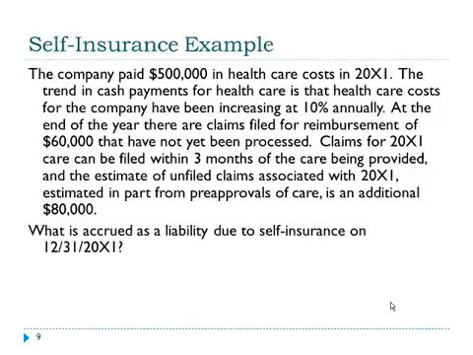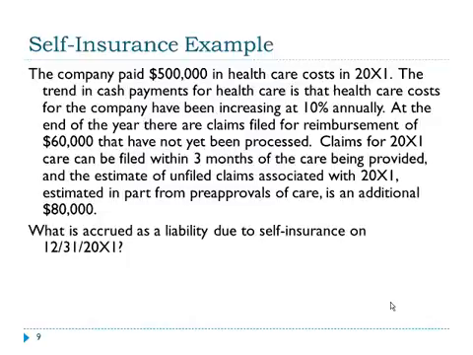Here's an example. The company paid $500,000 in healthcare costs in 2001. The company here is paying the healthcare costs directly. The trend in cash payments for healthcare is such that healthcare costs for the company have been increasing at 10% annually. At the end of the year, there are claims filed for reimbursement of $60,000 that have not yet been processed.